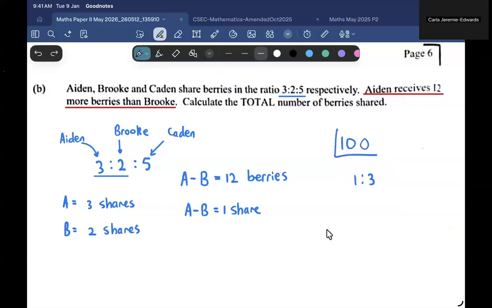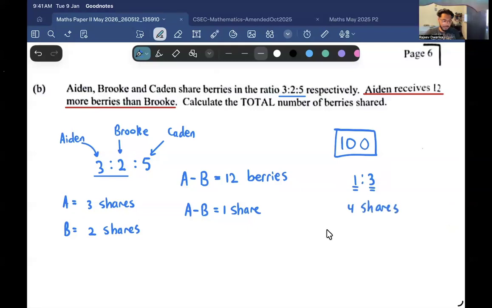You have to split the 100 three times? I wouldn't say three times, right? So when you look at this carefully, you have 1 share over here and 3 shares over there. So how many shares do you have altogether? We have 1 share over here, and 3 shares over here. 4 shares altogether.